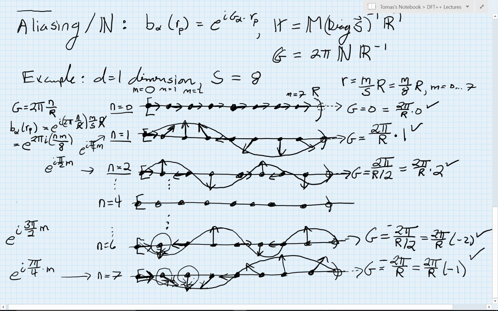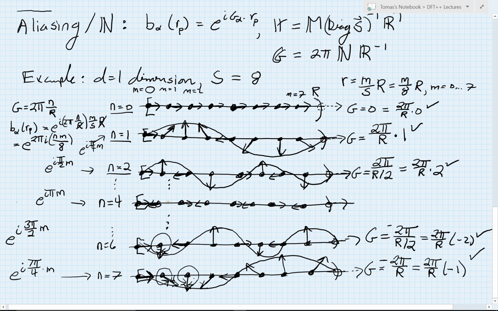When n equals 4, when I look at my general formula, it's 8 pi over 8. So that's just going to be e to the I pi m. Interesting. So when m equals 0, it's 1. When m equals 1, e to the pi I is minus 1. So I'm pointing backwards. And then so I'm just flipping sign. Forward, backwards. It's a little hard to draw. Forward, backwards. Forward again for my image point. Perfect periodic boundary conditions.